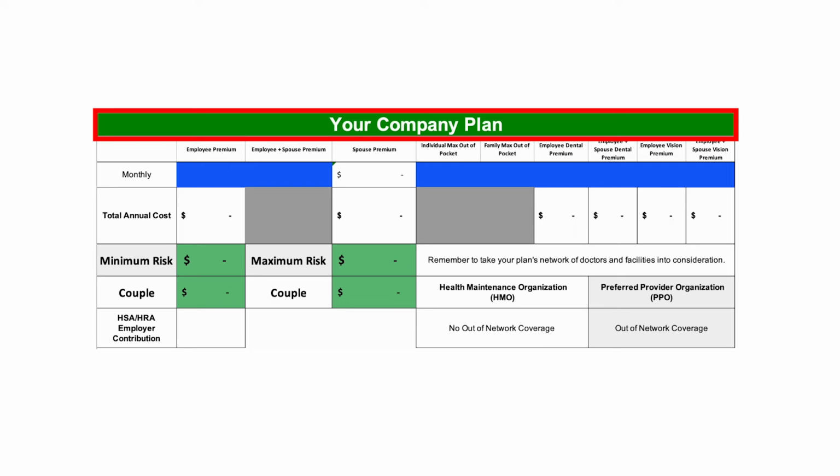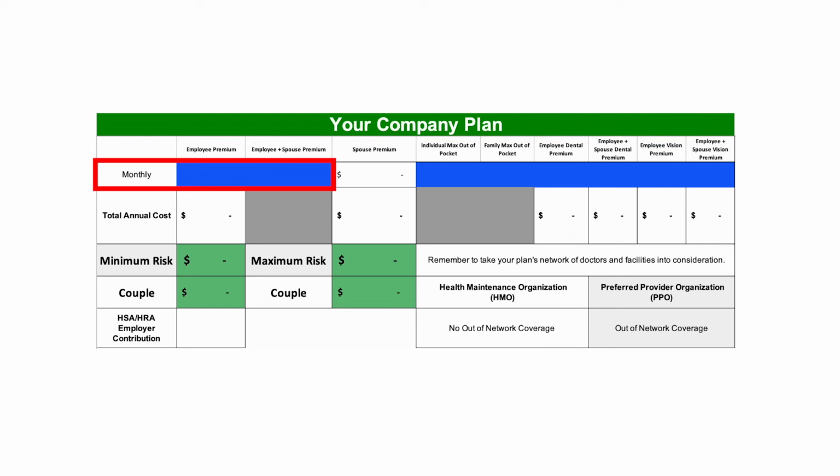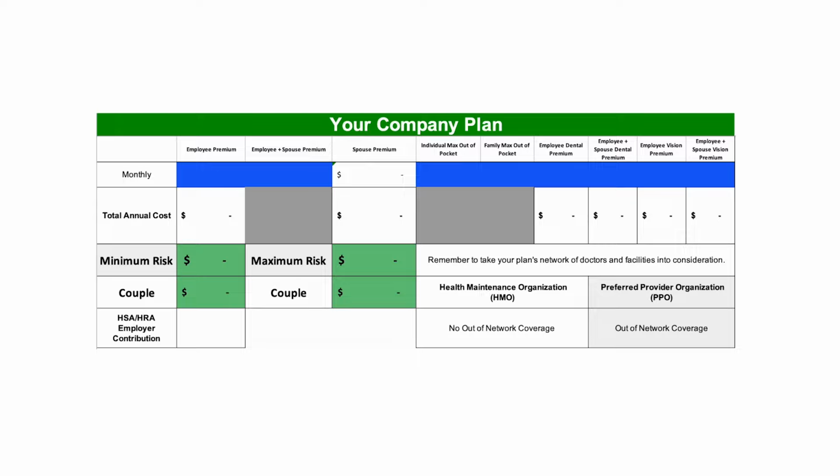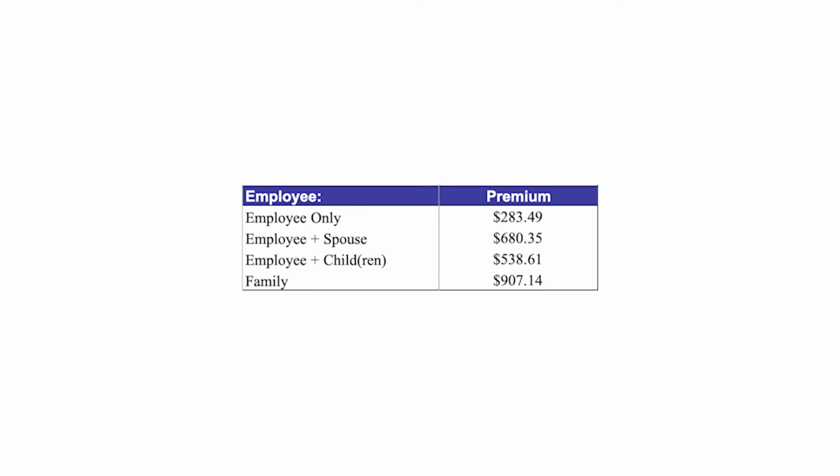Now, the first section of this spreadsheet focuses on your company plan, starting with the monthly premium for your plan, and all of these bright blue boxes are where we can put in our own numbers. I've got a few real-life examples from real companies to run through, and this first one is a high-deductible health plan. These plan costs are typically broken into different cost tiers.